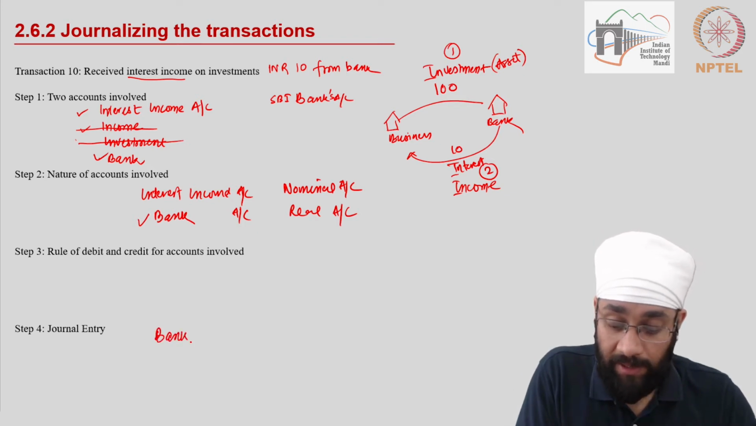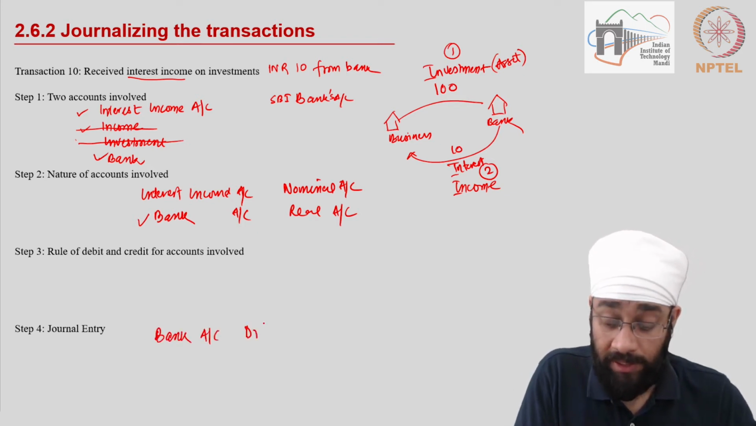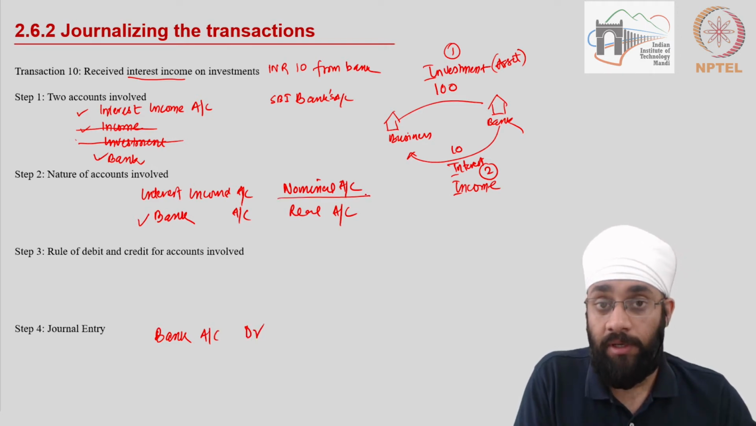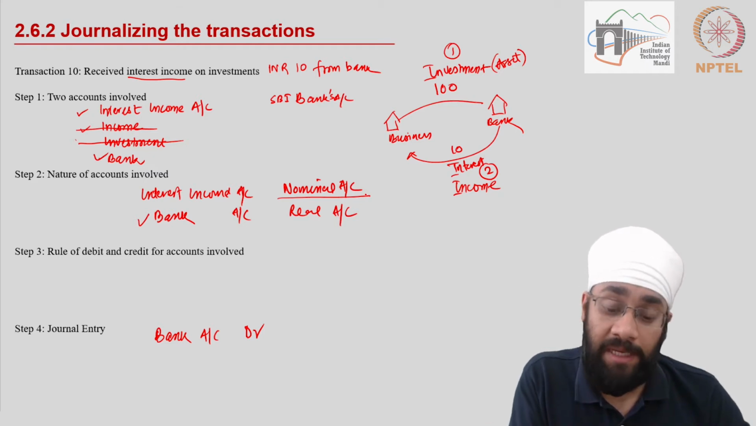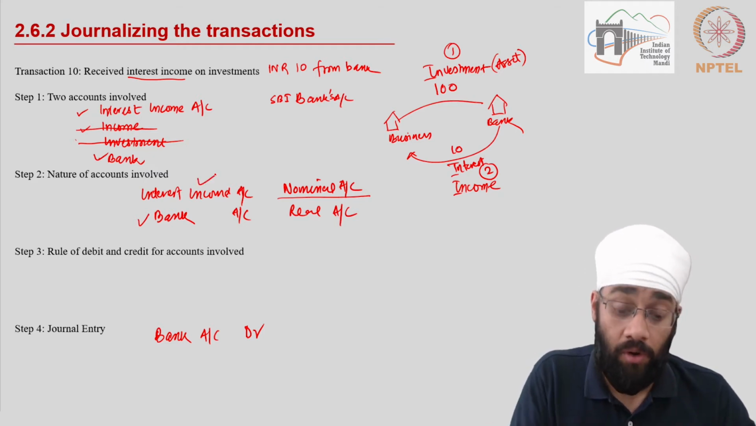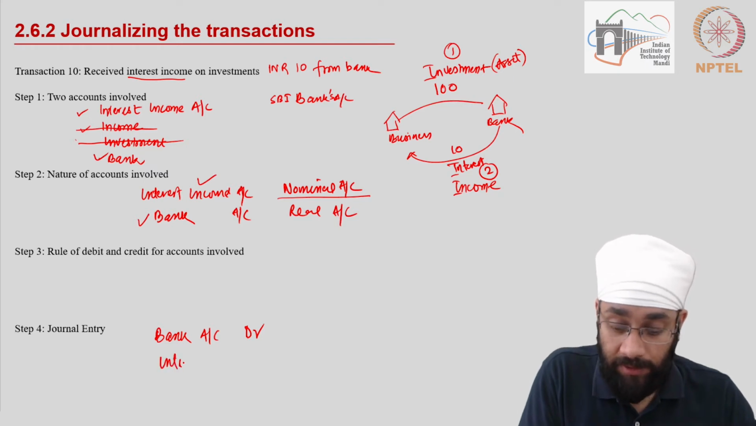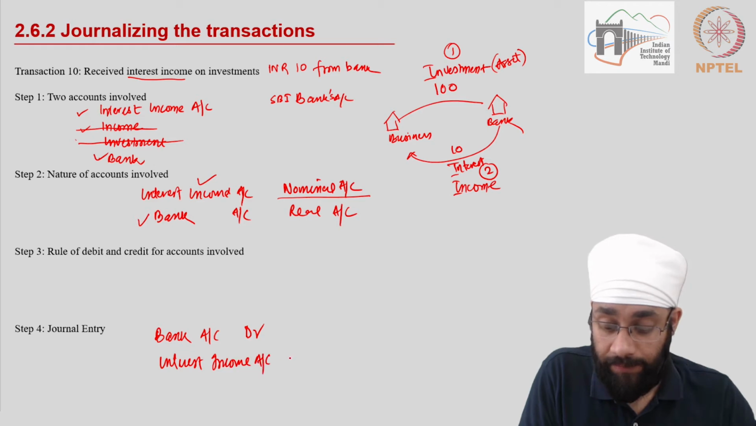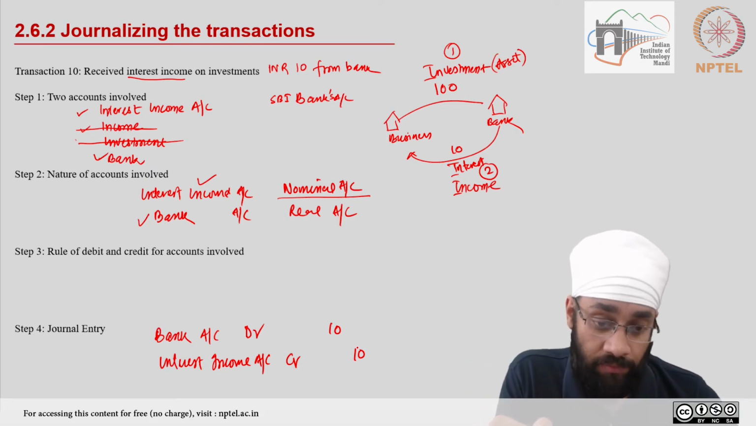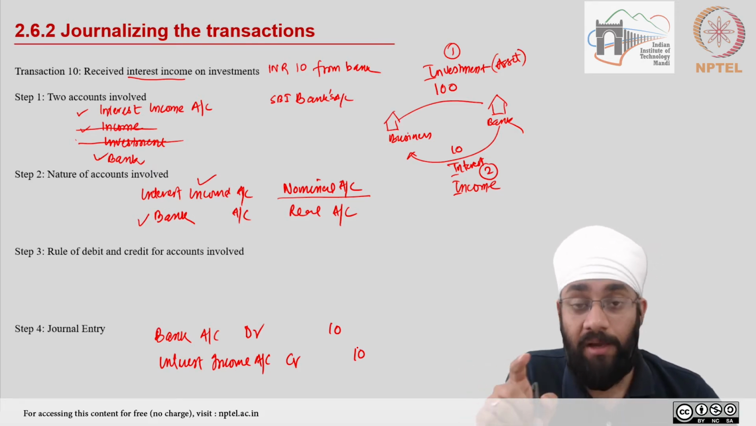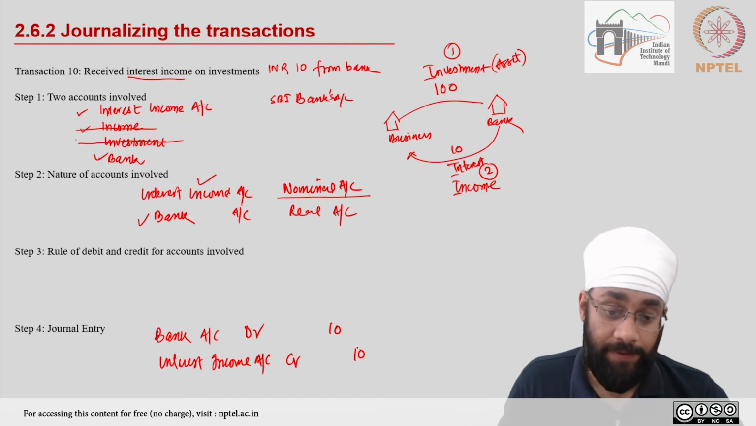So bank account is debit, and on the other hand, you have nominal account, which is debit all expenses and losses and credit all incomes and gains. This is an income. So credit all incomes. Interest income account credit. And let's say 10 is the amount. And you're done. That's how you write an entry for interest income or any other type of income as well.